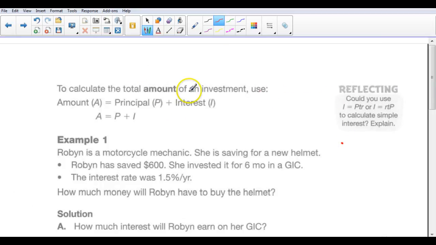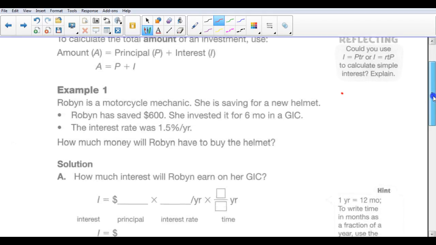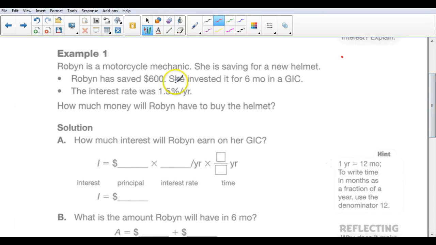To calculate the total amount of investment, use the amount A is equal to the principal plus the interest. So if we wanted to find out how much they have, the amount at the end of the term, then we take the original principal, whatever they invested, and we just add the interest to it. So nothing really changes in terms of the interest calculation.